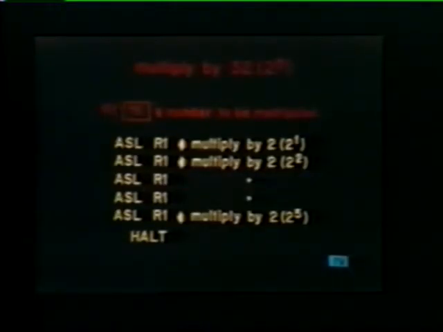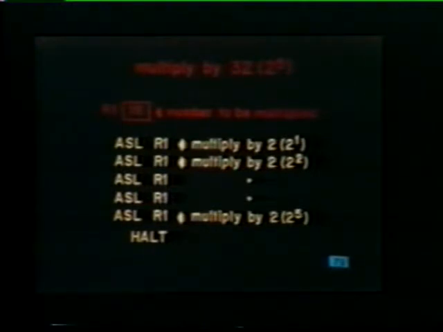This is a small program for multiplying by 32, which is the same as 2 raised to the 5th power. Suppose we want to multiply the number 16 by 2 raised to the 5th. The number to be multiplied, in this case 16, is loaded into register R1.